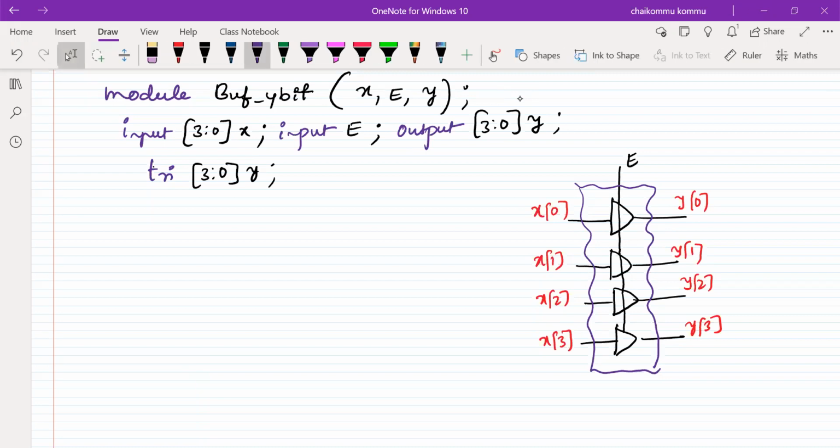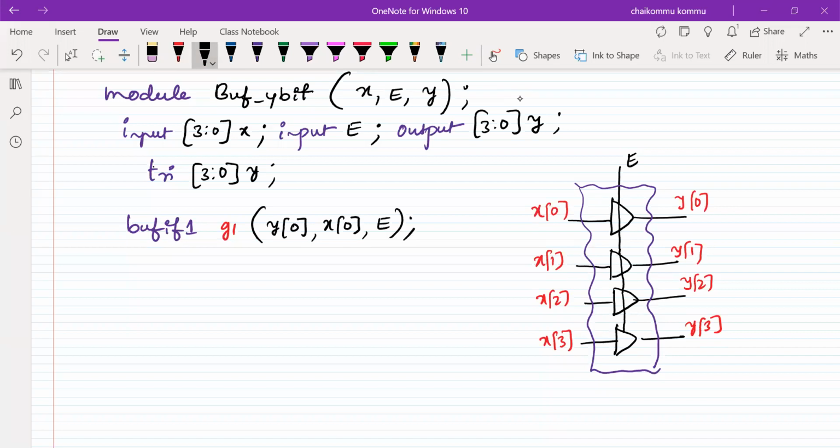So what is the thing? Buff, if 1. So this is the name. Okay, so the gate of this one is C1. I can consider the first one. And what is the output here now? Y of 0, X of 0, and finally enable that we have to write. So this is the syntax of the buffer. Okay. Don't forget.